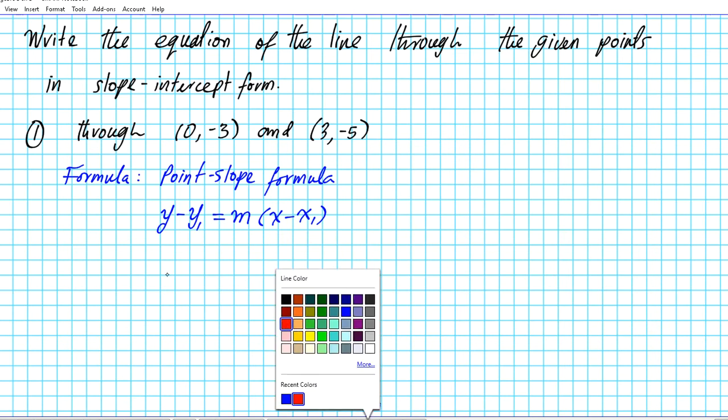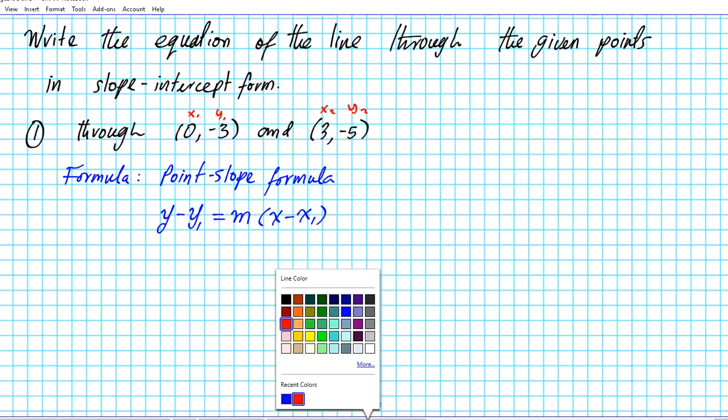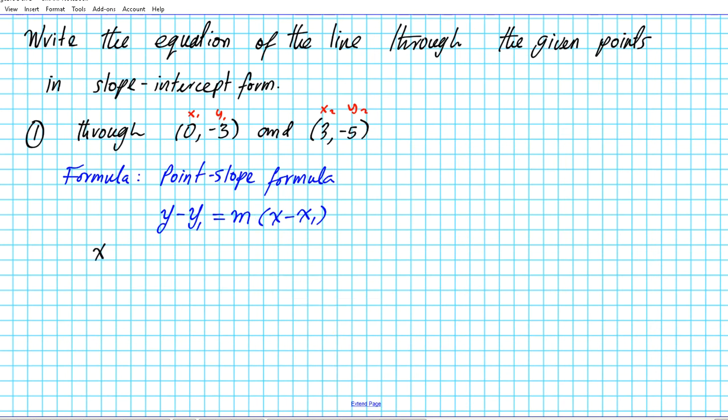Let's take a look at what we have so far. If you take a look at the points that we're given, we can call this x1, y1, and then call this x2, y2. The index that we are associating with the x and y's just basically represents the order of the points. This is the first point, and this is the second point. So we are going to write them out. x1 is 0, y1 is negative 3, x2 is 3, and y2 is negative 5.